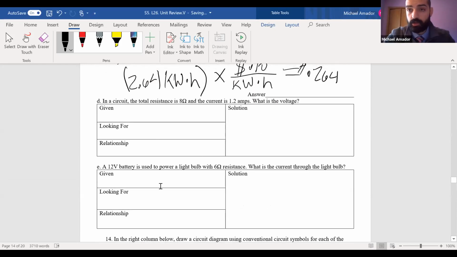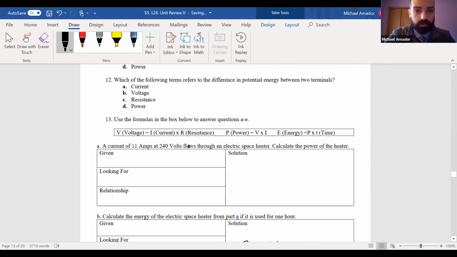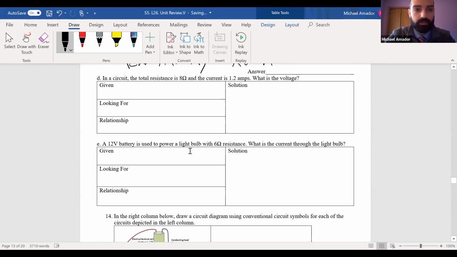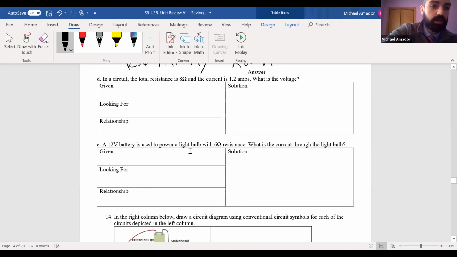This is a circuit problem. So reminder, some of these formulas are up here. I'm just going to rewrite them on the side for us to follow along. So we have Ohm's law. Okay, I'll write it here. Ohm's law is that V is equal to IR. So we have a circuit and the total resistance is 8 ohms and the current is 1.2 amps. It asks me what the voltage is.